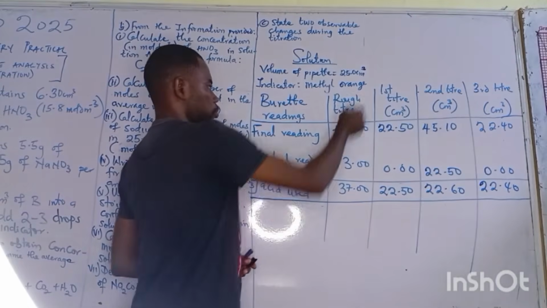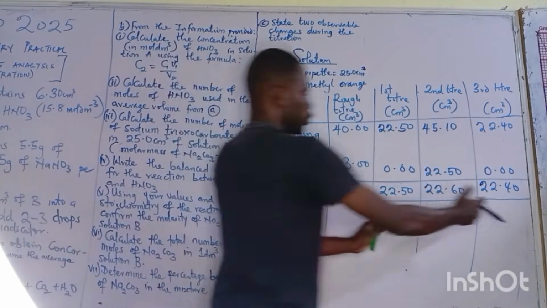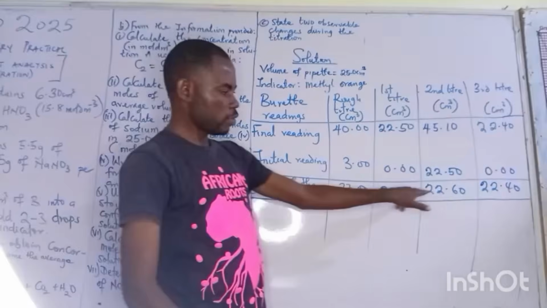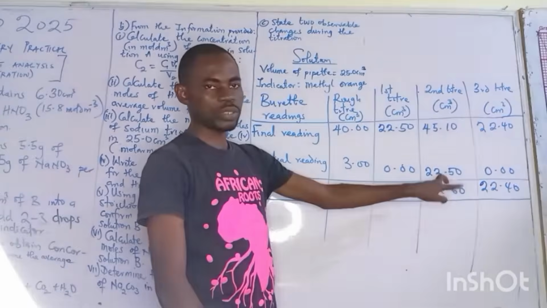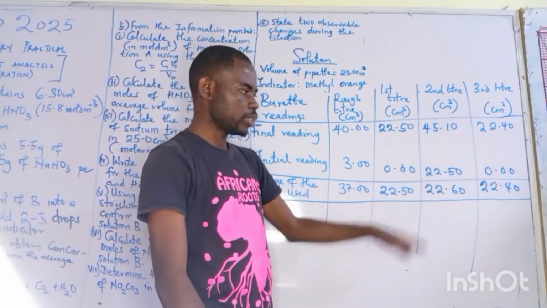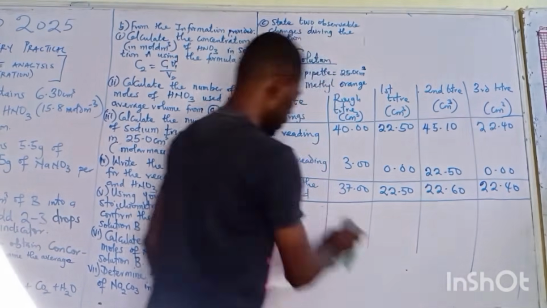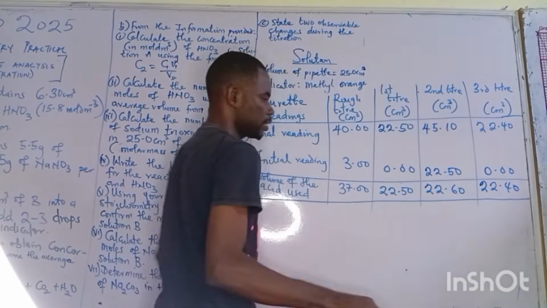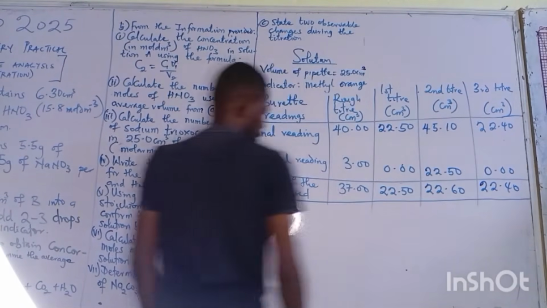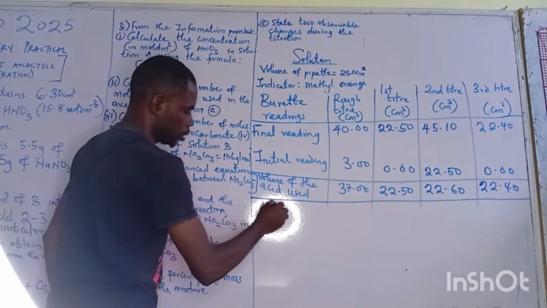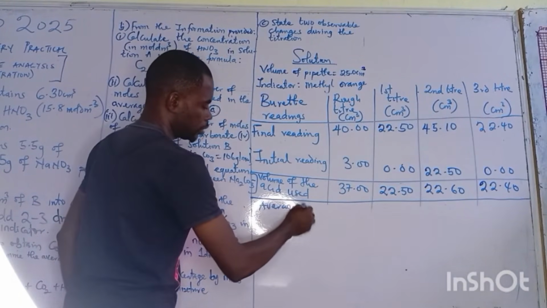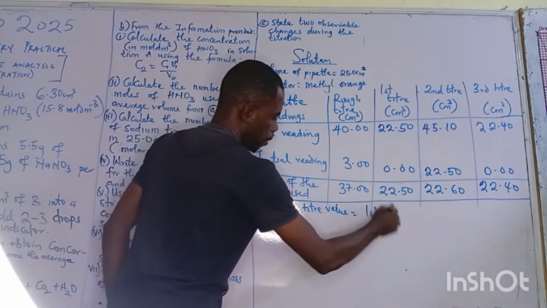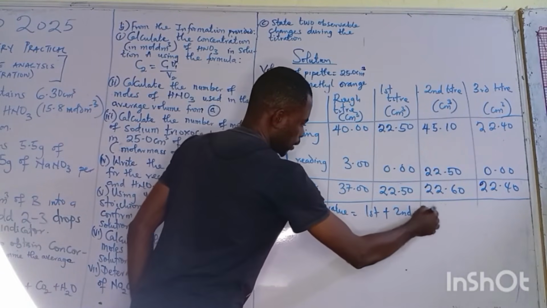If you have a pencil, you can put it there and leave it, since this is your focus to get your titre value. Remember, if you check my values very well, the difference between them is not more than plus or minus 0.2. That's the range. Now I want to get my average titre value. To get the average titre value, I'm picking the three: first titre plus second titre plus third titre, all over 3.